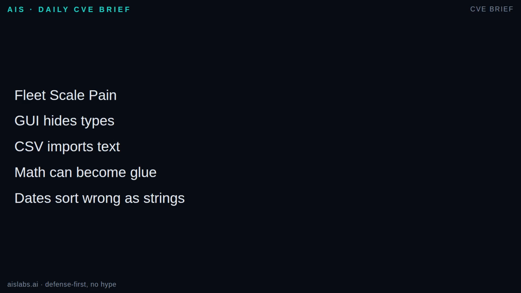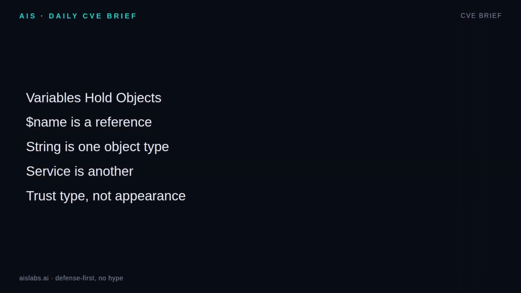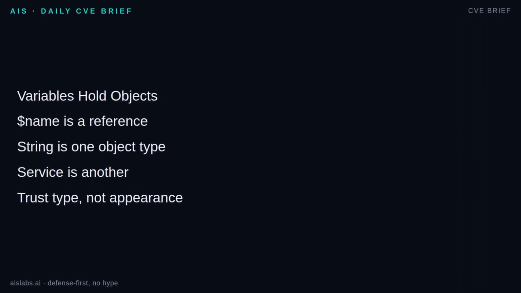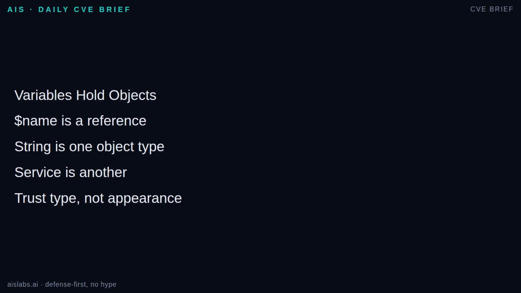The fix is not memorizing trivia. The fix is asking every time, what object am I holding? Here is the core idea. A PowerShell variable holds an object. Sometimes that object is a string. Sometimes it is an integer, a datetime, a process, a service controller, a file, or a custom object you built yourself. The $ sign variable is just a name pointing at that object.